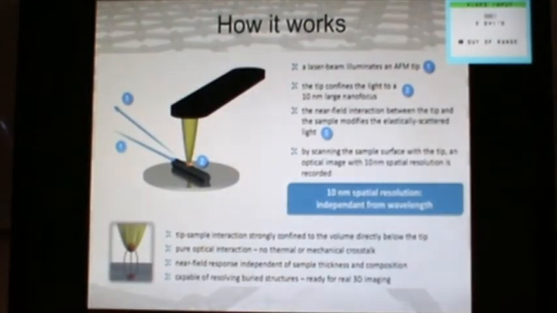And how does it work? This is an AFM, so there's a backscatter laser there to track the motion of the AFM tip. But here you have the incident light to the tip. So this laser illuminates the AFM tip, and this tip is coated with metal, so it can support surface plasmons. The tip's tapered structure confines light into a 10 nanometer scale, and this near field will interact with your sample and modify the elastically scattered light. The scattered light is modified because of the interaction between the near field and the sample. So by demodulation, you can resolve what is happening there in the near field. By scanning the sample with this tip, you can get an optical image with very good resolution. Both the phase and the optical amplitude can be recorded.